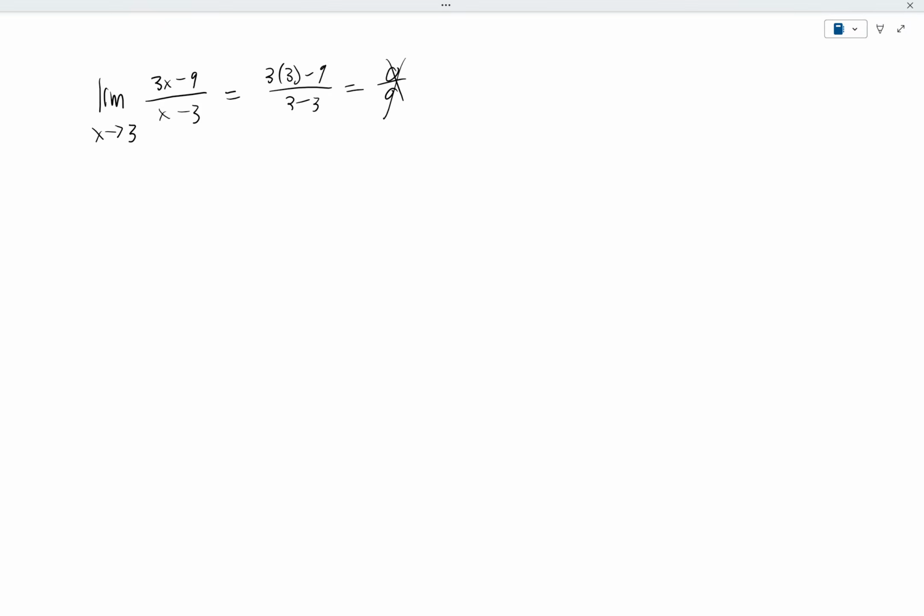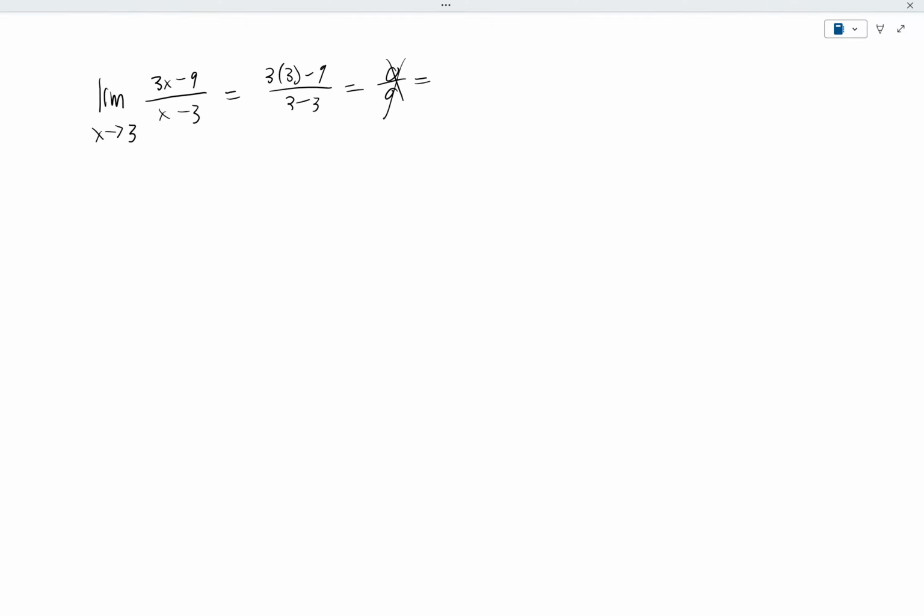So that's not helpful. Instead we need to do some kind of algebraic manipulation to change the form of the expression under here so that we get something meaningful. Usually this involves something in the numerator and denominator. Usually you have to cancel a factor that's causing you to get 0 over 0, because then you can get a meaningful number.